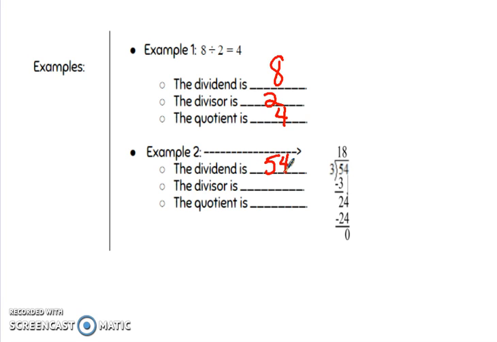The divisor is the number dividing into the dividend. 54 divided by 3. It's getting divided into 54. I'm sorry. The divisor is 3. And lastly, the quotient is 18. After we've done the long division, which we'll go through in the next example, our answer or our quotient is 18. And you can see the example of long division.